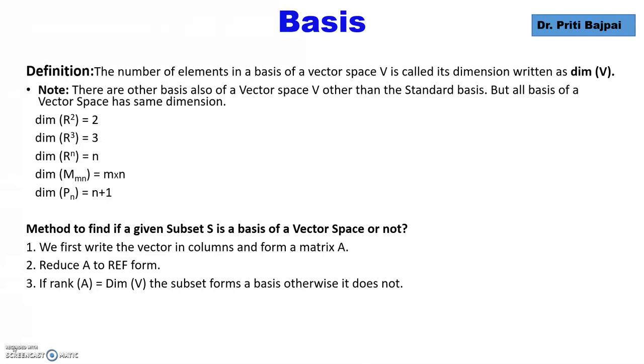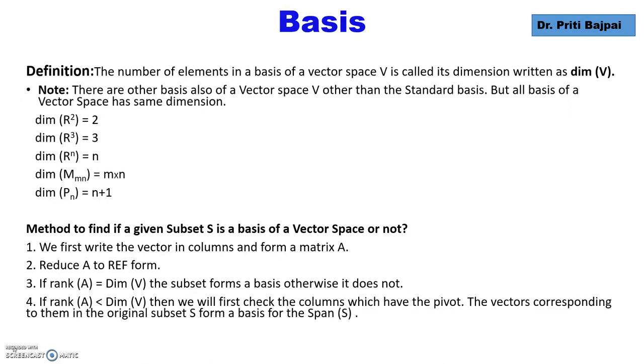So we can see that it is not necessary to check both the conditions which were given in the definition, that the subset spans the vector space and the subset is linearly independent. We need not do that. By just one condition, that rank of A is equal to dimension of V, it suffices to show that the subset forms a basis.